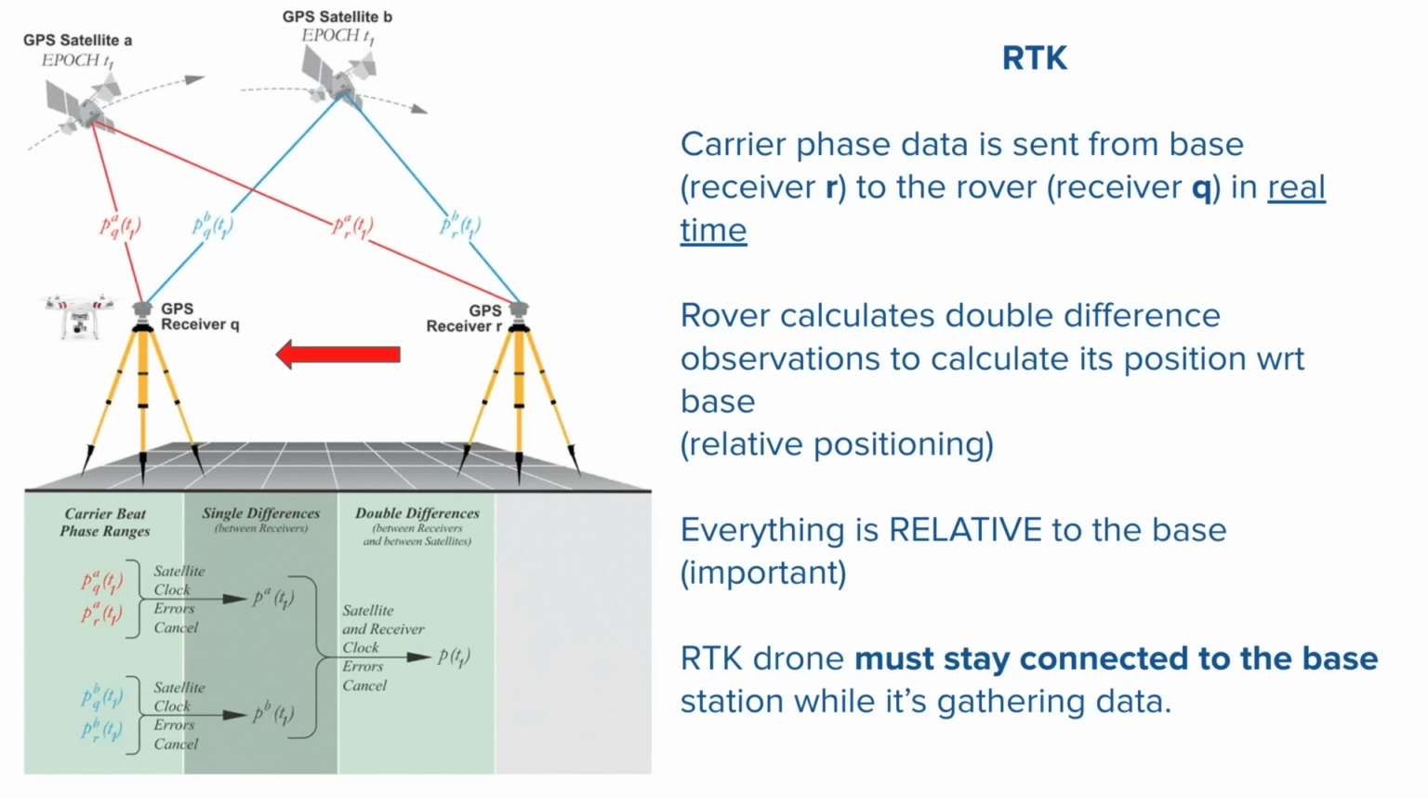The RTK drone must stay connected. With RTK, the rover has to stay connected via the radio link to the base station while it's gathering data. Otherwise, that RTK breaks down. If it's not getting the data fast enough, you lose that RTK lock, and you lose the positional information during the time where you lost that radio link.